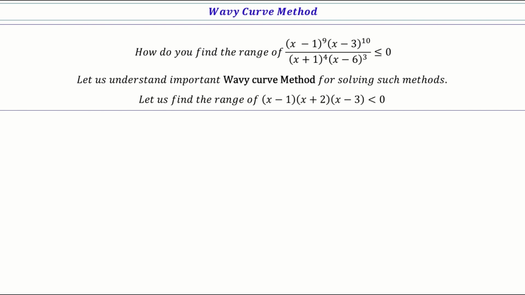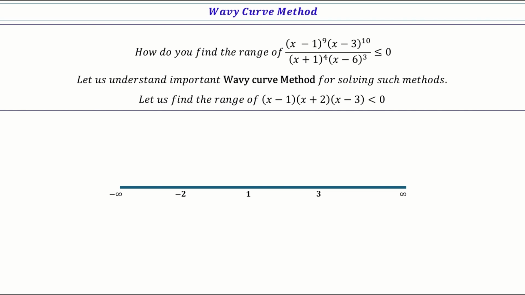Let's start with a very simple problem. Let us find the range of (x minus 1) into (x plus 2) into (x minus 3) less than 0. How do you find this? You basically put minus infinity to infinity. These are the three possible roots, correct? Put them in increasing order: minus 2, 1, and 3. These are the three possible roots for this inequality.